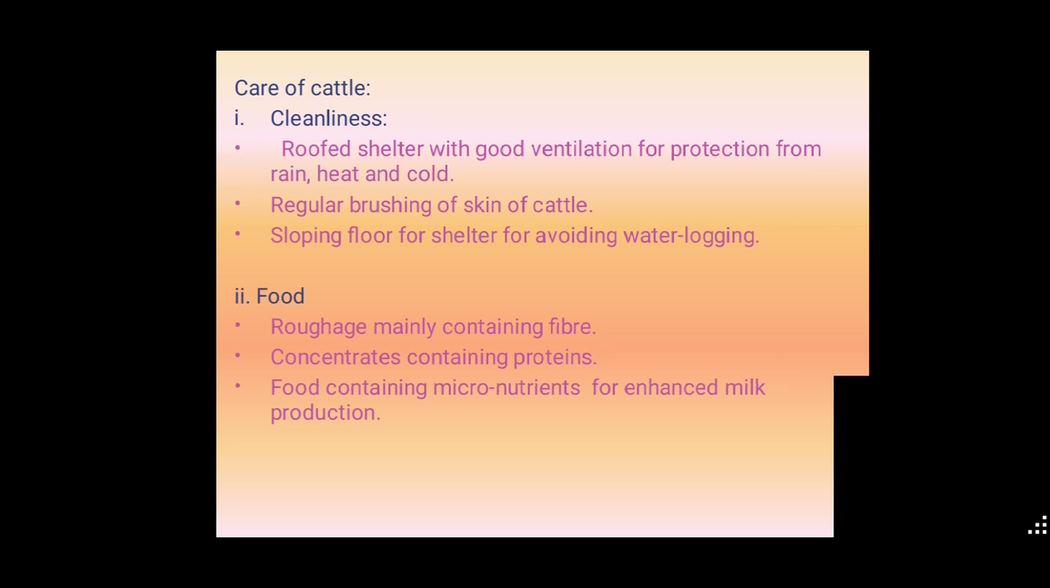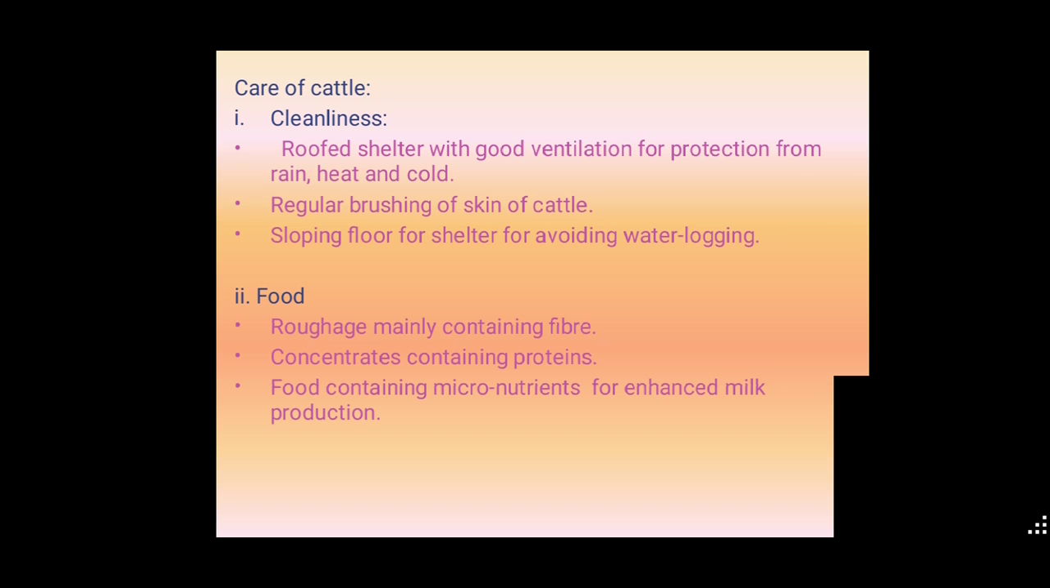Next, care of cattle. How do we take care of the cattle? The first main thing is cleanliness. Roofed shelter with good ventilation. The cattle need good ventilation and aeration for protection from rain, heat and cold. First we have to maintain cleanliness in the field for the cattle.